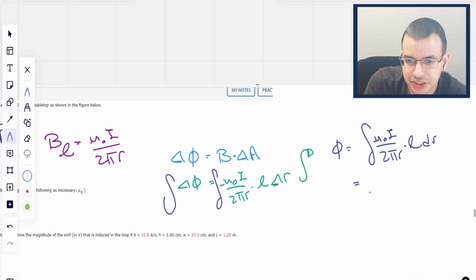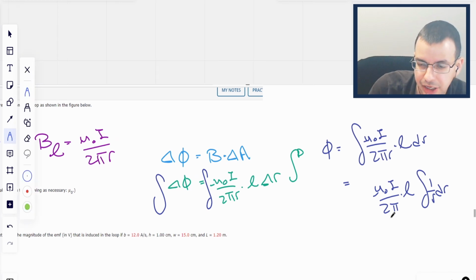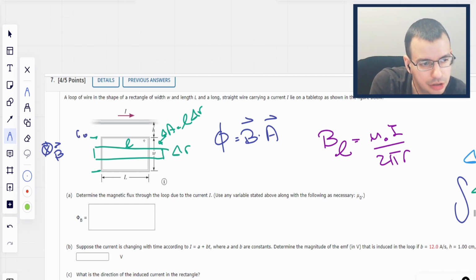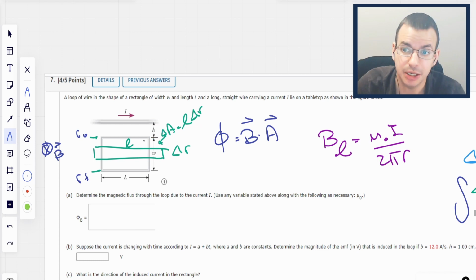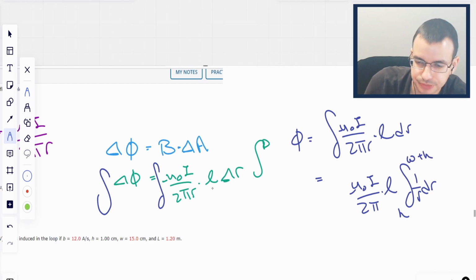Now all of this is constant with the exception of r, the radius, which is getting bigger. This is going to be mu naught I over 2 pi times L, the integral of 1 over r dr. Specifically, we're going to integrate this from r initial to r final. R initial is going to be h. R final is going to be w plus h.